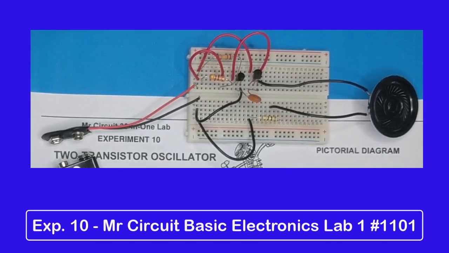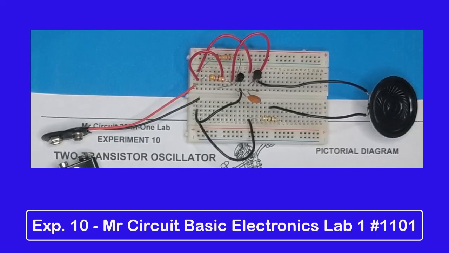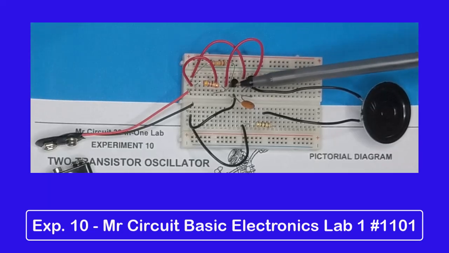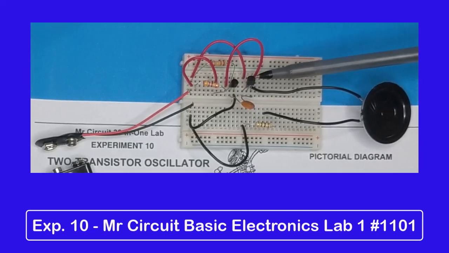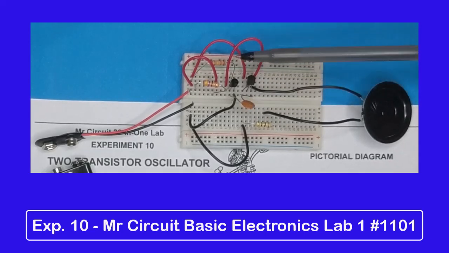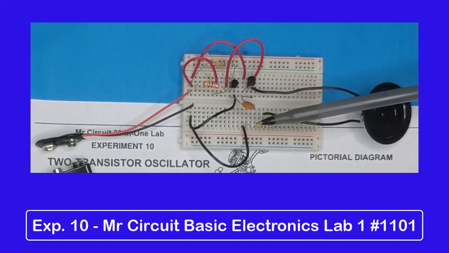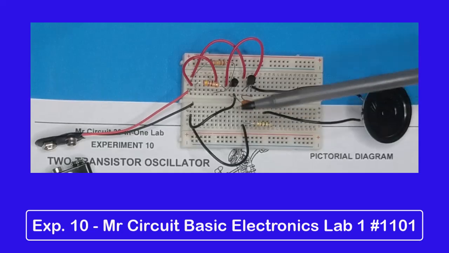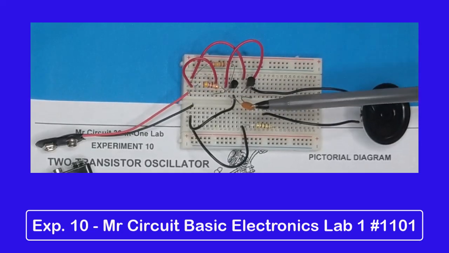Here you see I have wired up experiment 10 in Mr. Circuit Lab 1. This will demonstrate how two transistors can be used to make an oscillator. First we have the NPN 3904, then we have the PNP 3906. Here you have a 0.1 disc capacitor, you have 1, 2, 3 resistors, and 1, 2, 3, 4, 5 jumper wires, in addition to the battery snap.